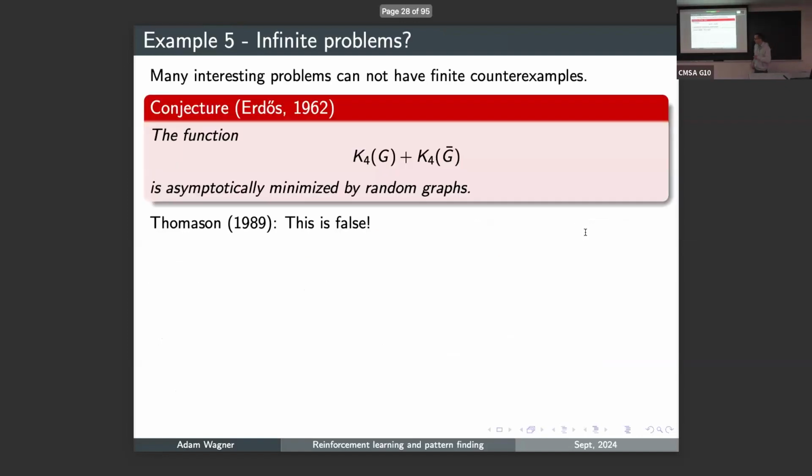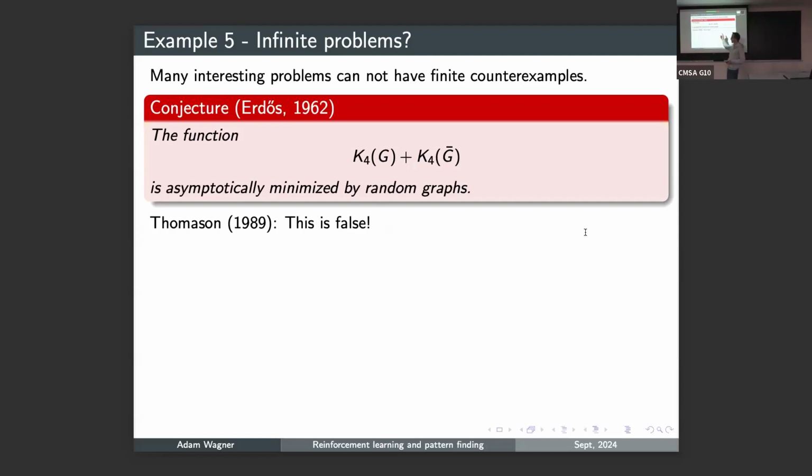Okay, and just one more example. What about infinite conjectures? Most interesting conjectures are about what happens asymptotically when something goes to infinity. So can we attack these problems with this method? Usually it's very hard, but occasionally there are ways to do that.